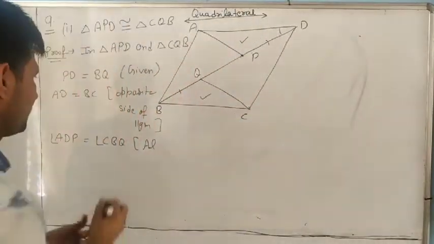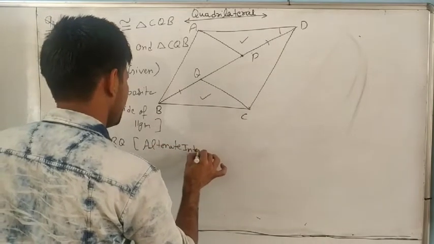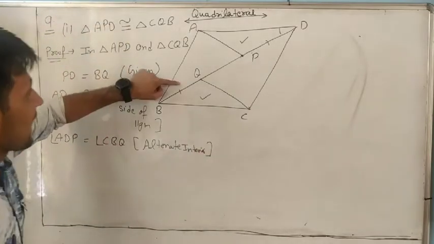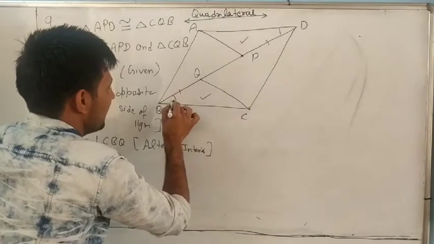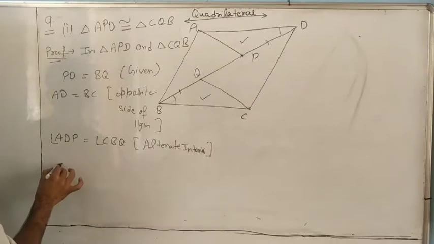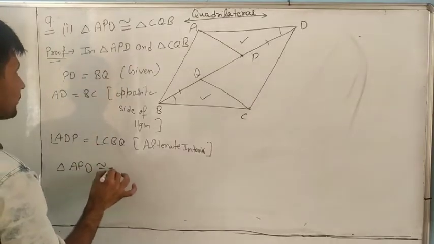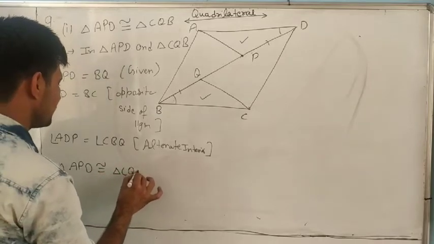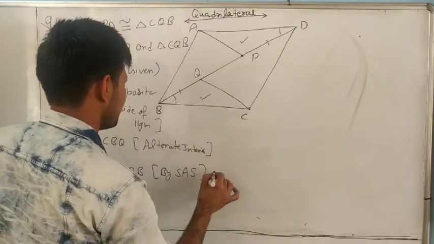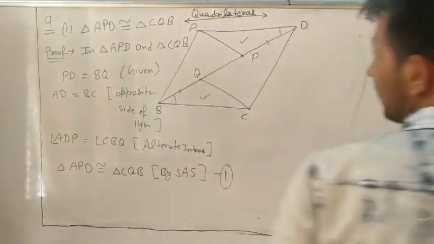So we write alternate interior angles. Which criterion do we have? Side, angle, side. So triangle APD is congruent to triangle CQB by side-angle-side. Equation 1. So the first part we have already proved.